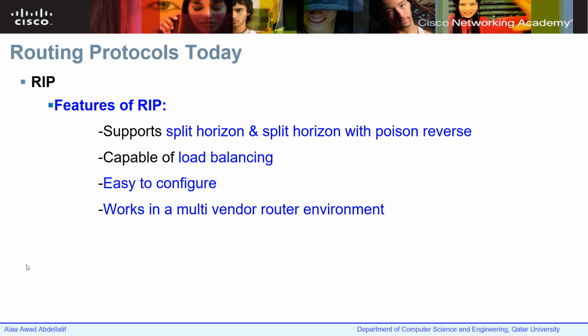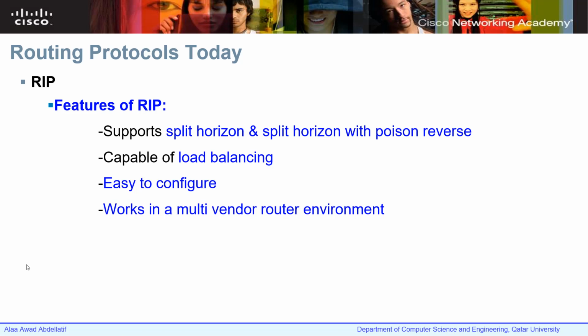Now let's go specifically to the RIP protocol as an example of distance vector routing protocols, because most of the previous rules were general for distance vector routing protocols. Here we will consider the specific characteristics of RIP. What are the main features of the RIP protocol? First, it supports split horizon and split horizon with poison reverse. Second, it supports load balancing.